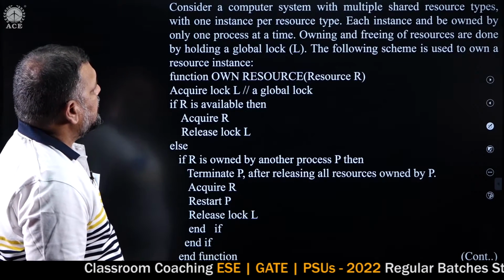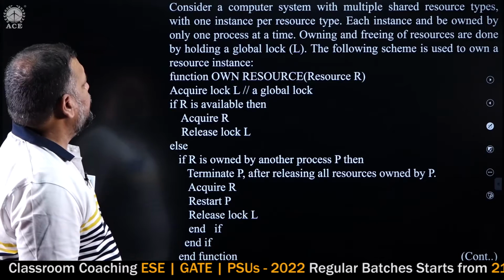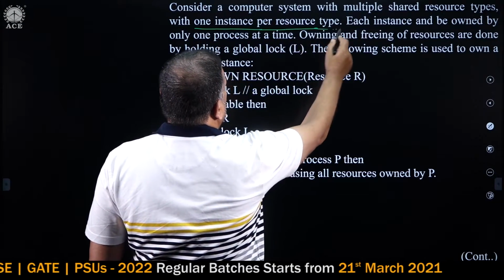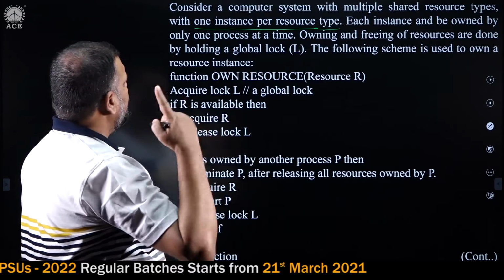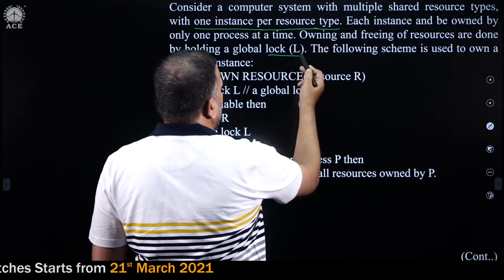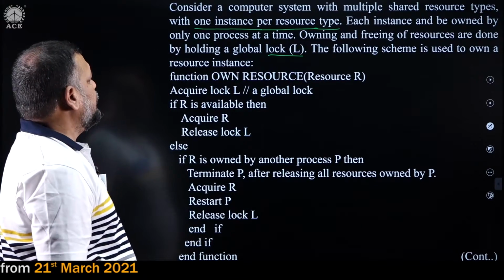Now, look at this problem. Consider a computer system with multiple shared resource types, each with one instance. So every resource has only one instance per resource type. Each instance can be owned by only one process at a time. Owning and freeing of resources is done by a lock again. The following scheme is used to own a resource instance.